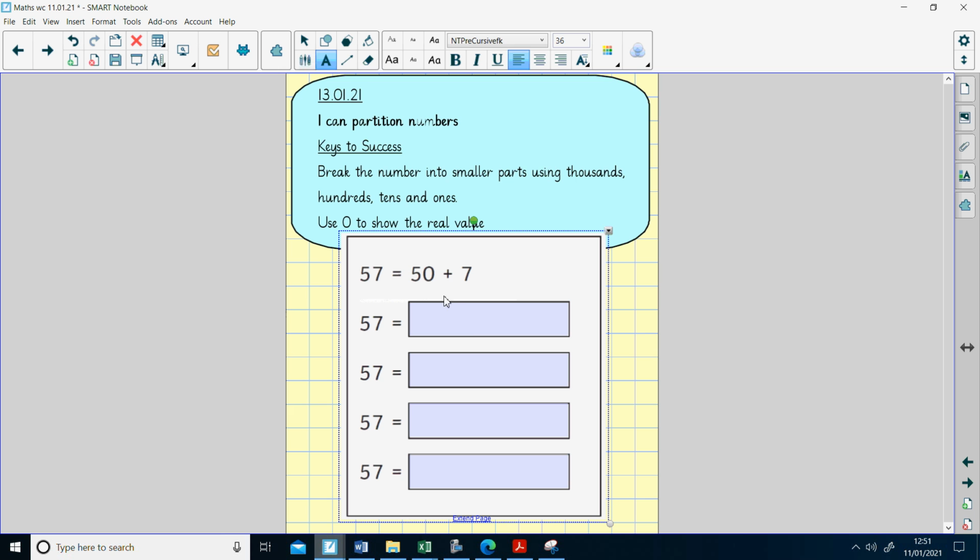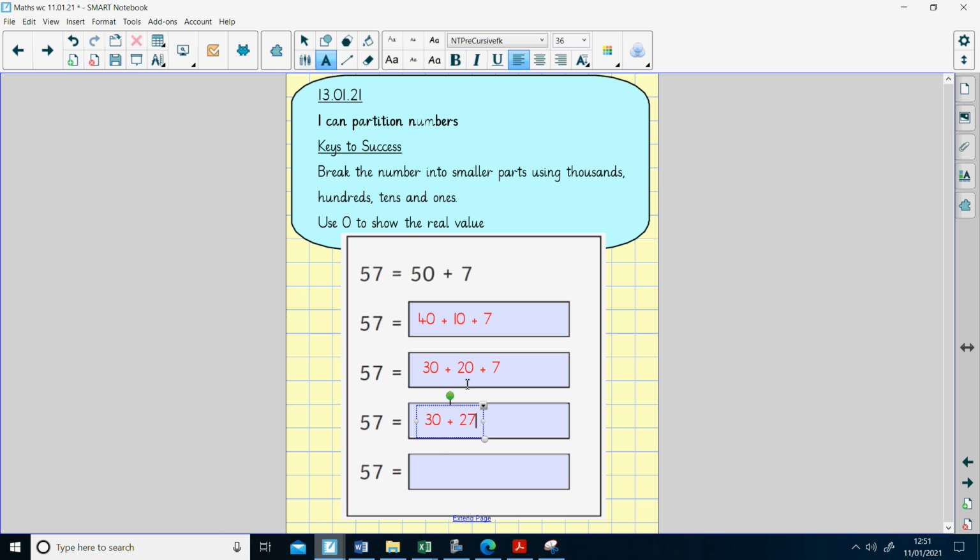So this time I've got 57. We've partitioned the 57 into 50 and 7. But I can also partition that number into 40 plus 10 plus 7. I could also partition it into 30 add 20 add 7. I could also partition it into 30 add 27.